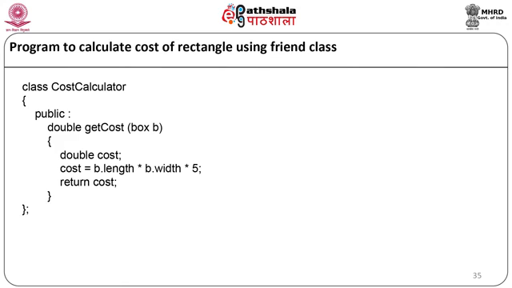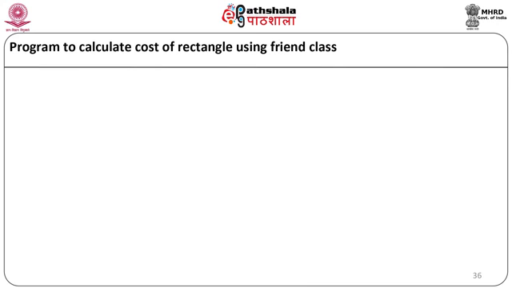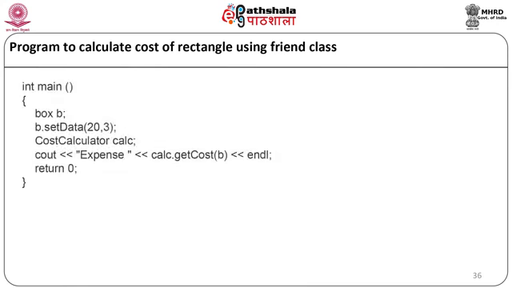Cost will be equal to b1.length into b1.width into 5. Return cost, and our member function will end here and our class will end here. Now we can start with our main program, int main. Now we will declare the object of class Box, b.